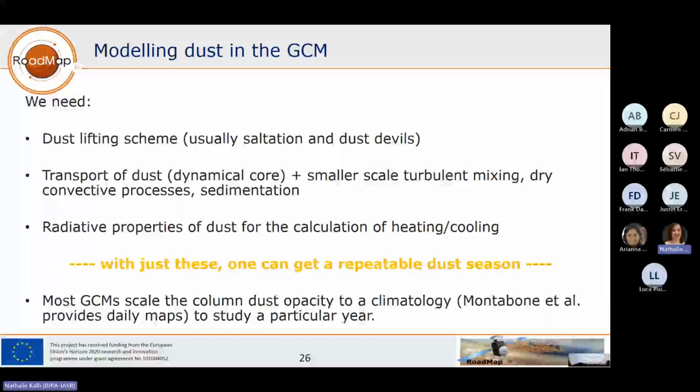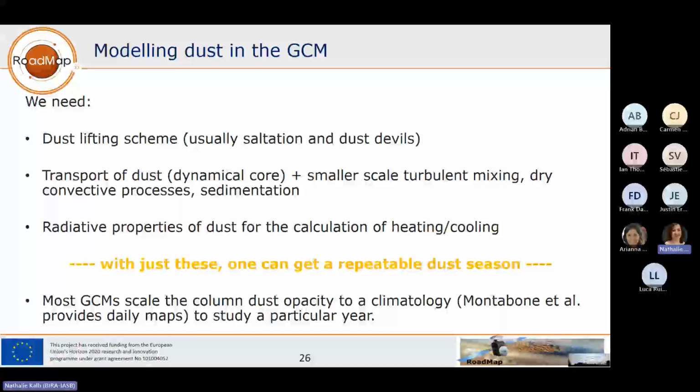So we need a dust lift. We need to get it off the surface. We need to transport it around in a good way, which sounds easier than it is. And then we need to compute the heating rates. Basically, once we get the dust up into the atmosphere, we have to calculate how it affects the temperature. And once it affects the temperature, the dynamics takes care of the circulation.